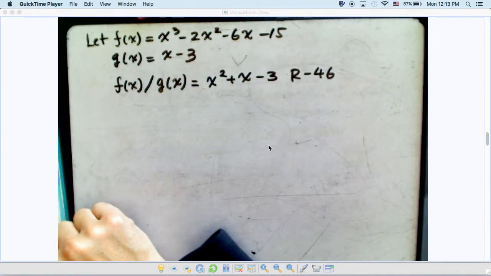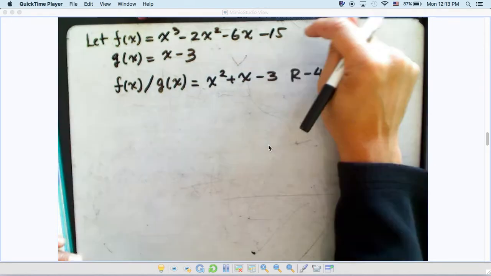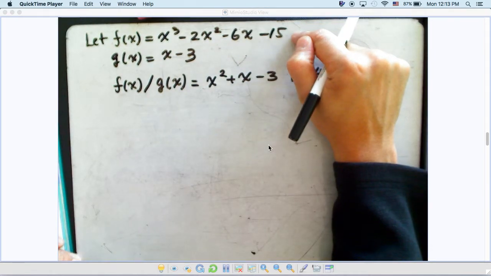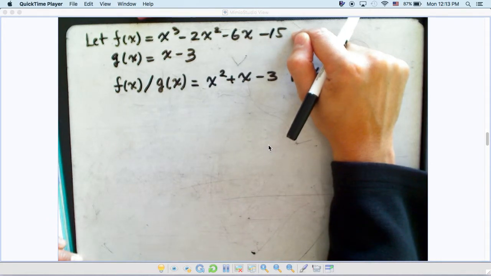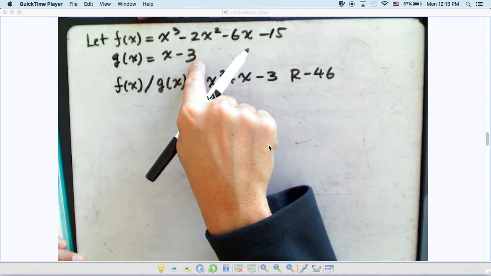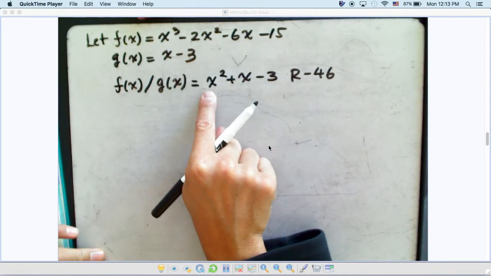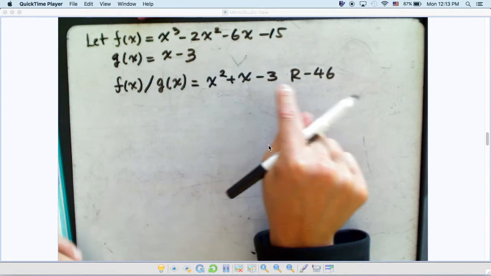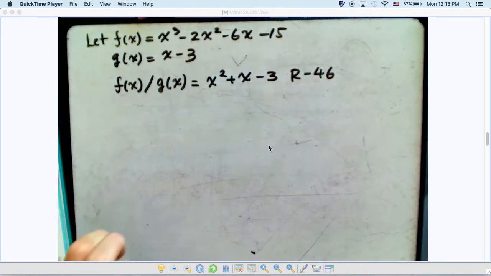Is to review the remainder theorem. So in the previous videos we have divided this f of x, which is x cubed minus 2x squared minus 6x minus 15, by x minus 3. Then we've got x squared plus x minus 13 and the remainder negative 46.